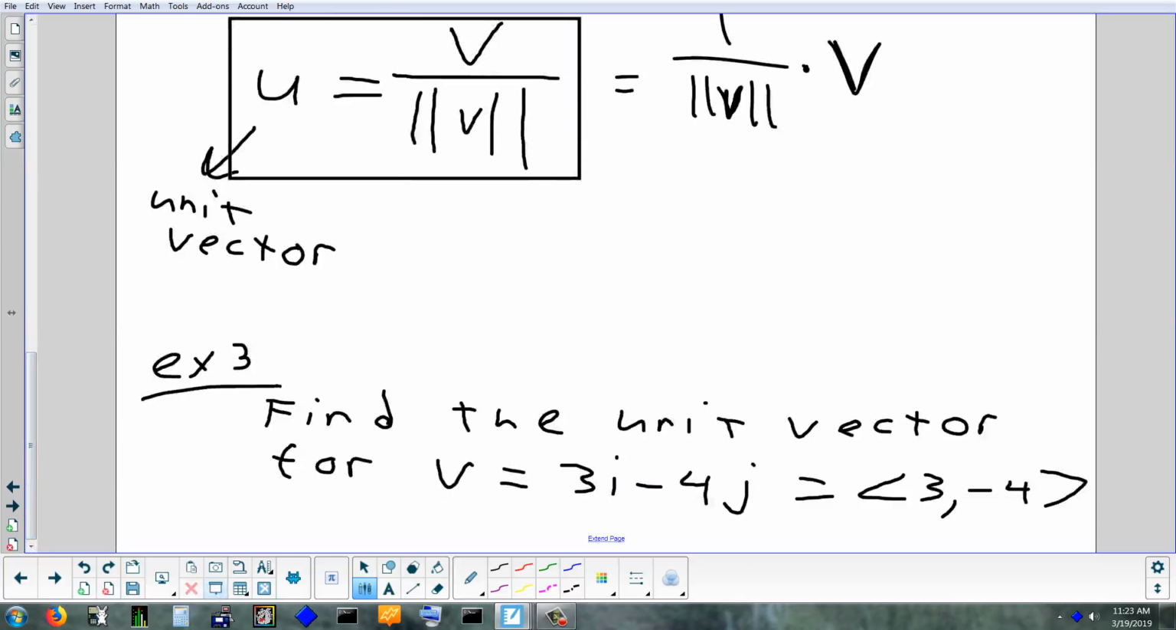Okay, so I want to find the unit vector that corresponds to that one. In other words, give me a vector that points exactly the same way, but is only 1 unit long, instead of however long this one is. So to find the unit vector, what do you think the first thing I should do with the vector in example 3 is? What should I do first? Pythagorean theorem. Yeah. Find the length of that vector and see what's going on. See how long that one is.